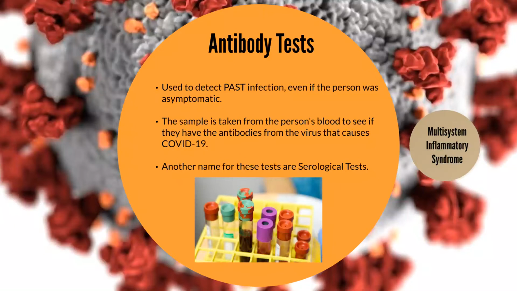These are different from viral tests in that the sample is taken from the person's blood to see if they have the antibodies from the virus that causes COVID-19. Another name for these tests is serological tests. So you might see antibody or serological. But the important thing here is that this is past infection, and you use a sample of a person's blood to actually test for the antibodies.